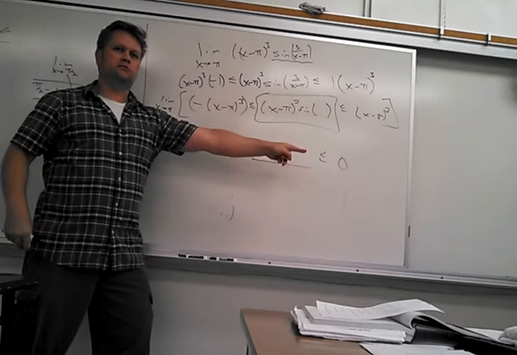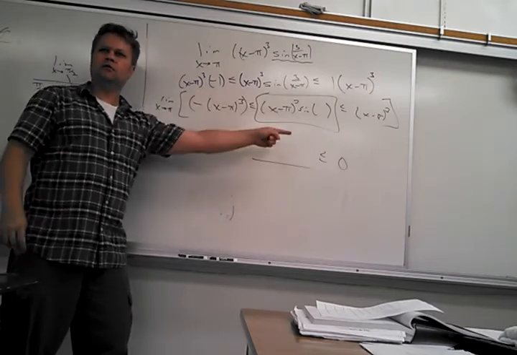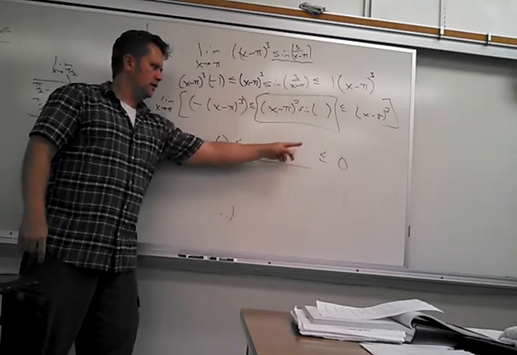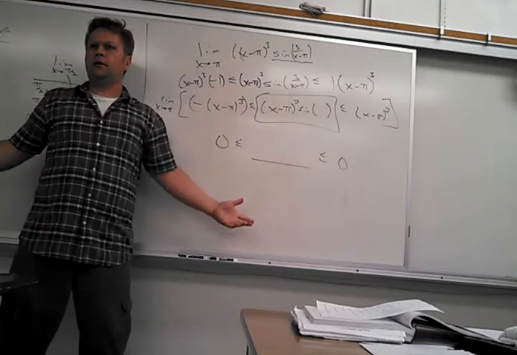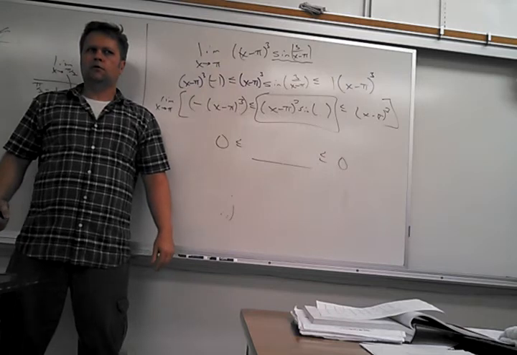And this looks really weird, but this is not illegal. 0 less than or equal to something less than or equal to 0 means this has to be 0. That's the only way that makes any sense.